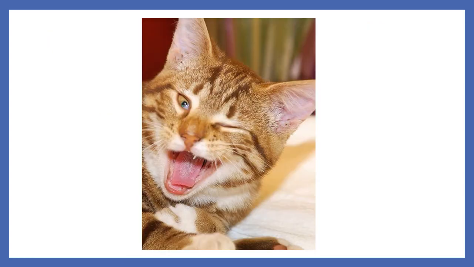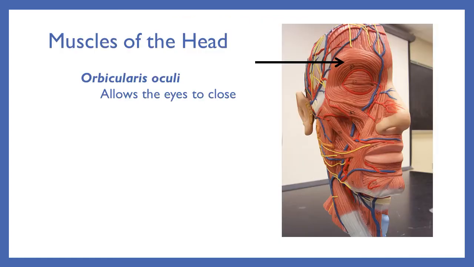We are currently being winked at by a cat. What muscle is that cat using? He's winking at you using his orbicularis oculi. This is a round circular muscle that surrounds the eye and allows you to contract the eye.